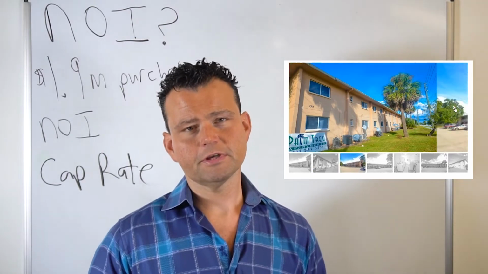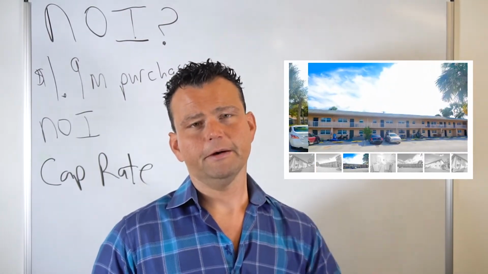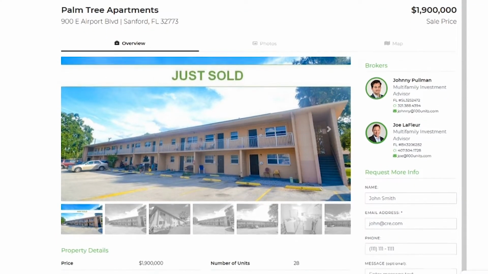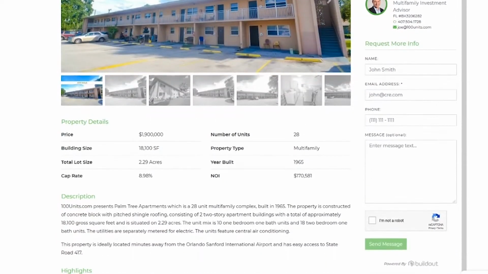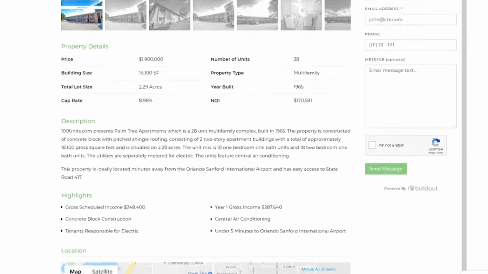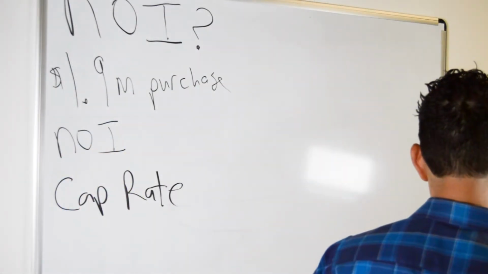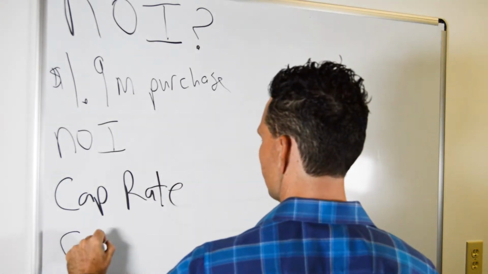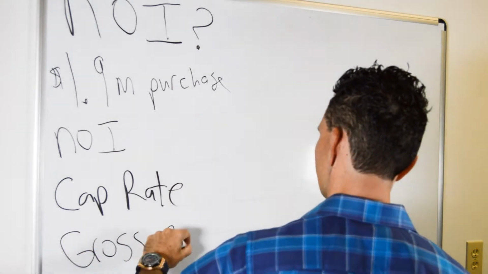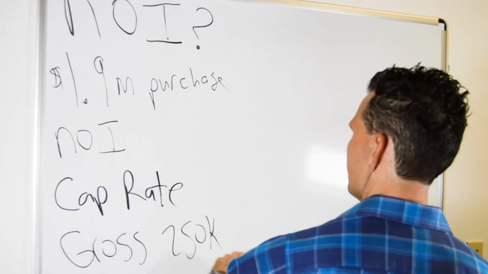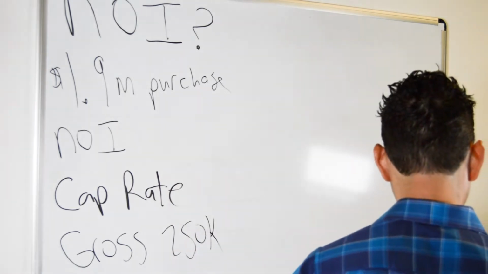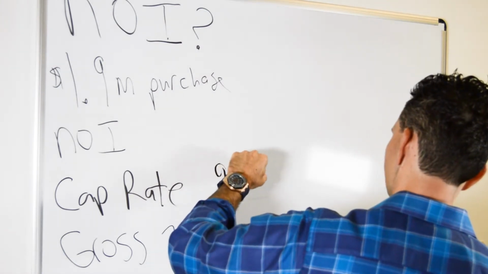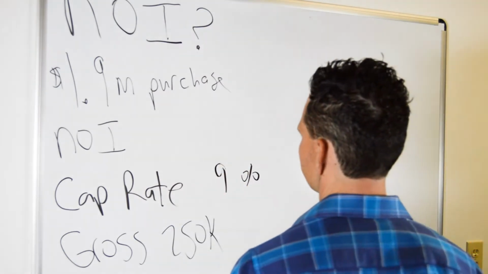You can see all the pictures and all the numbers on this one: the income, the cap rate, and the NOI. It's a 28 unit. It was $1.9 million. The gross income was $250K annually. And the cap rate, and we're going to break these down and explain what these are, was about 9%. It's not the best cap rate.